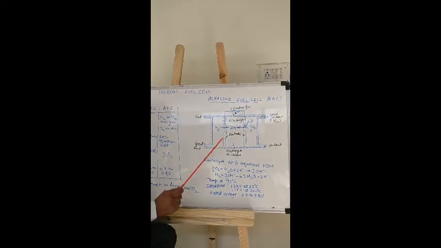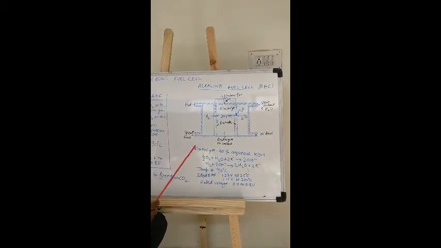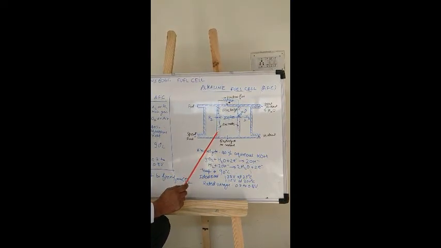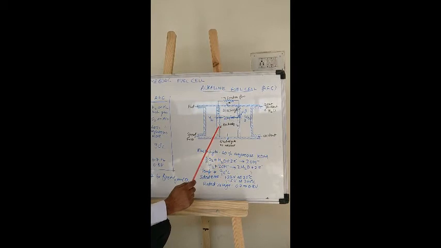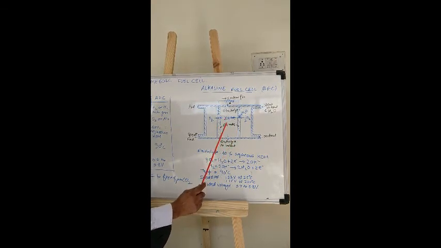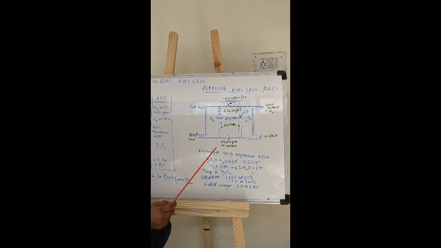So this is the figure from which we can understand the working of alkaline fuel cell. Figure is similar to a phosphoric acid fuel cell also. It has two electrodes, negative and positive. Negative electrode is known as anode and positive electrode is known as cathode. These two electrodes are porous and made up of nickel.